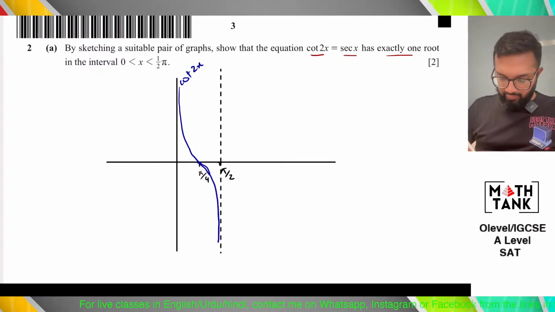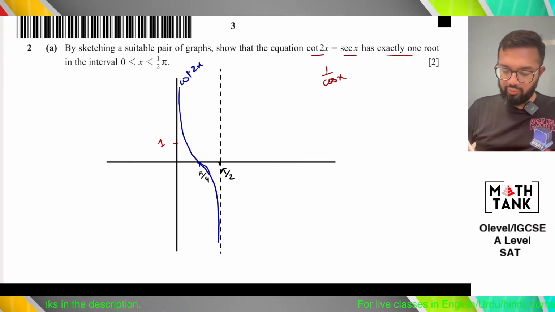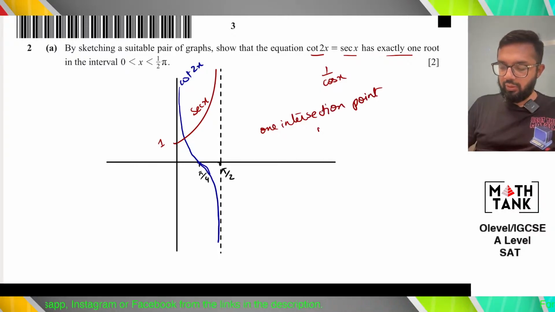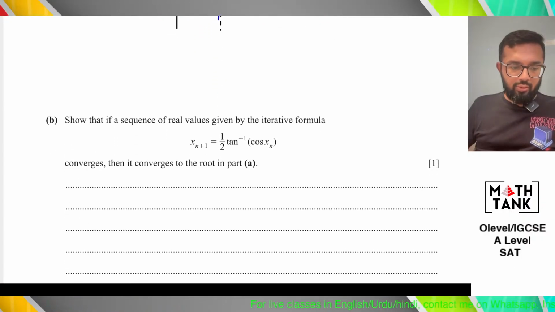Sec x will look something like this. Let's draw 1. Sec is the reciprocal of cos. It looks something like this. It hasn't changed. That would be the graph of sec x. One intersection point means one root. Okay, moving on.